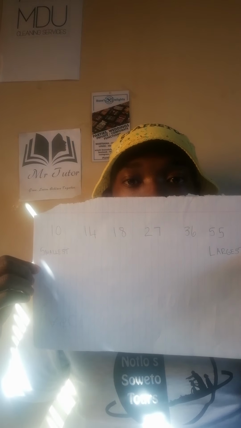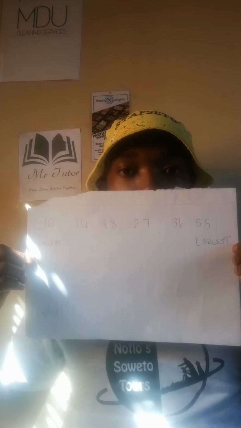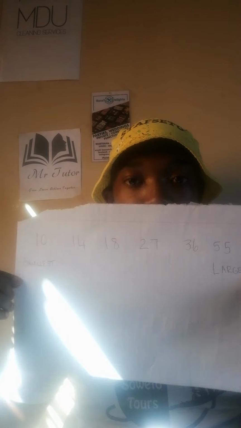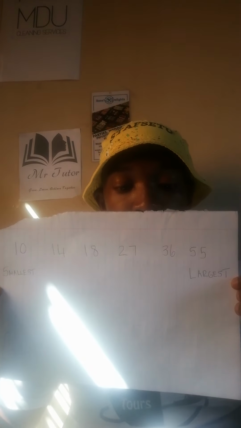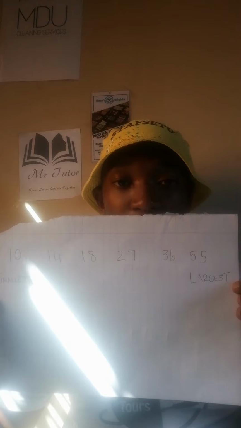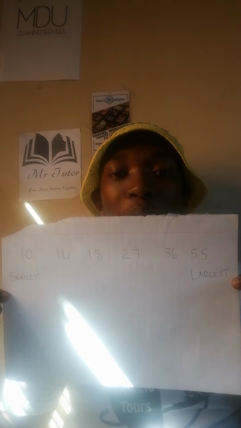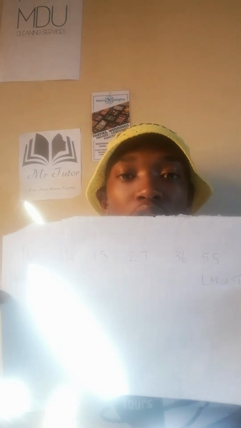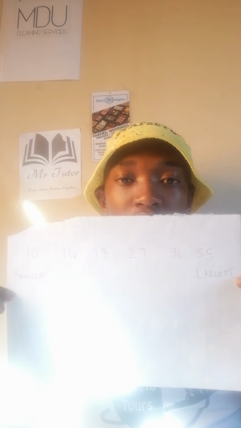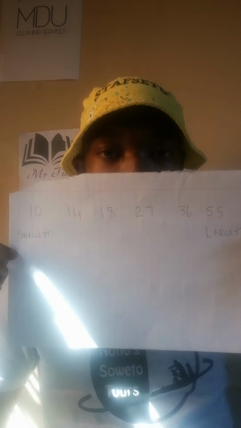You can see the smallest number here is 10, followed by 14, followed by 18, followed by 27, and then 36, and the largest number is 55. So when you arrange in ascending order, this is how your number pattern would look. You start with the smallest, which is 10, and you end off with the largest number, which is 55.